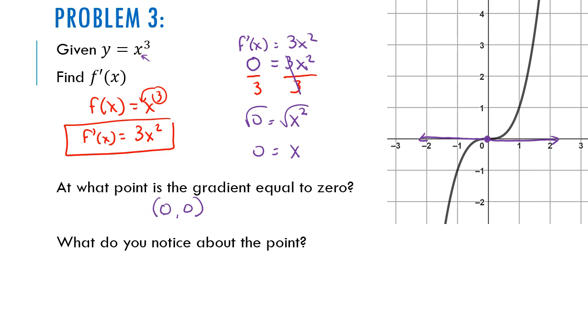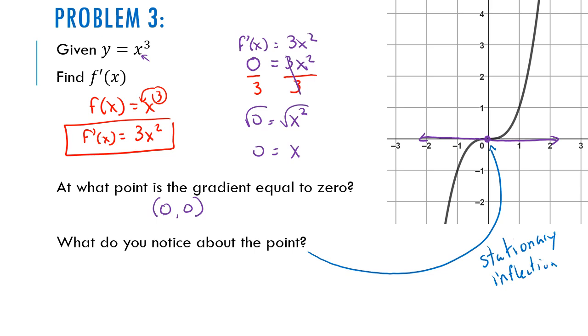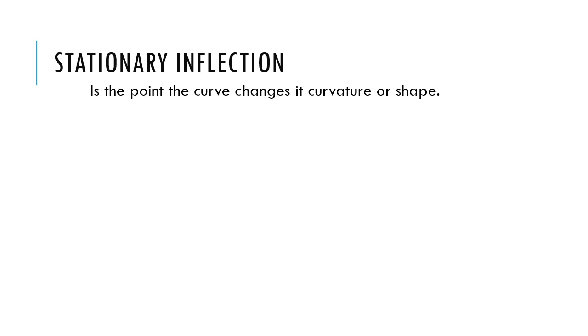Now it says, what do you notice about this point? Well, this point is called a stationary inflection. And what that means is this. A stationary inflection is the point where the curve changes its curvature or shape. So as we saw in the last picture, basically at this location is when the graph changed shape. So it's known as a stationary inflection.